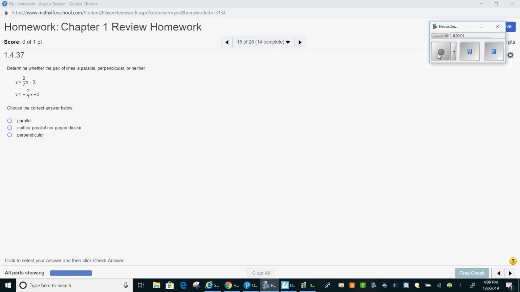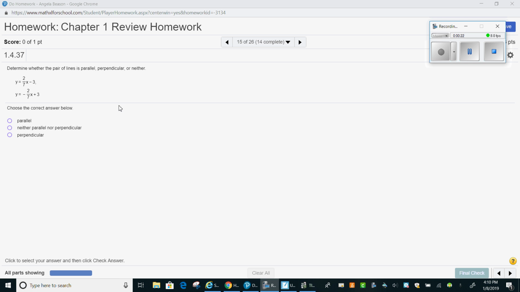Okay, picking up number 15, it says determine whether the pair of lines is parallel, perpendicular, or neither. And so what you want to look at is the slopes of the two lines. These have both already been put into slope-intercept form. So the slope of the first one is 2/7. The slope of the second one is negative 2/7.